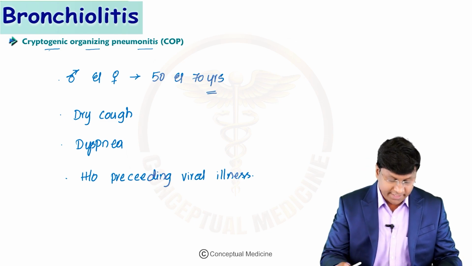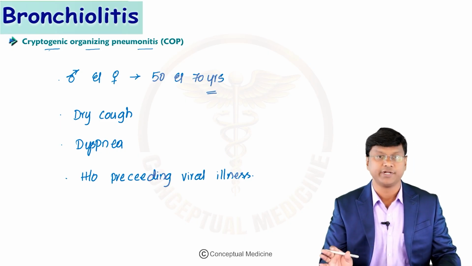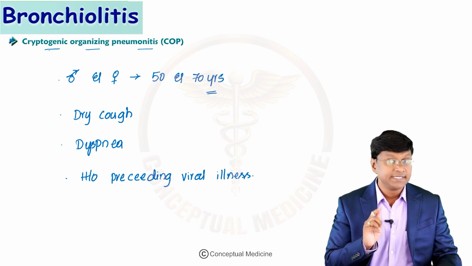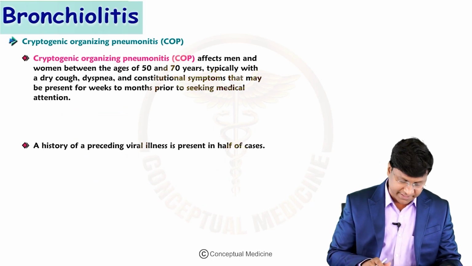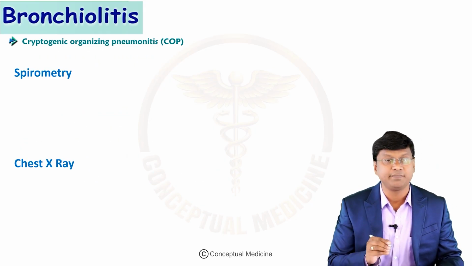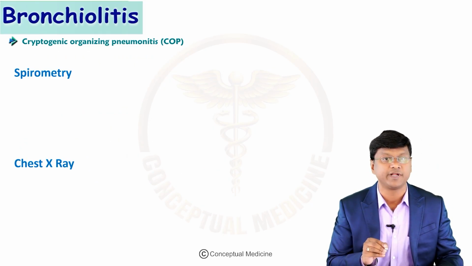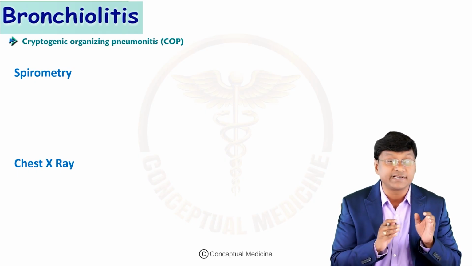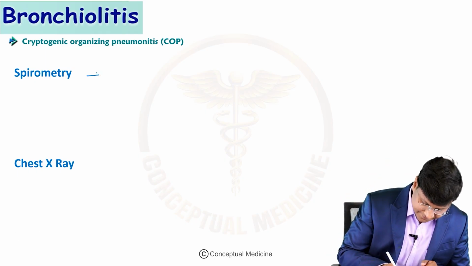So that is about your cryptogenic organizing pneumonitis. Next, what will be the spirometry picture? The spirometry in patients with cryptogenic organizing pneumonitis will show you the restrictive pattern.